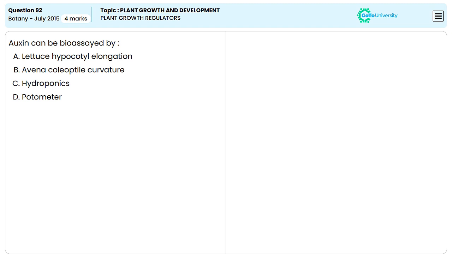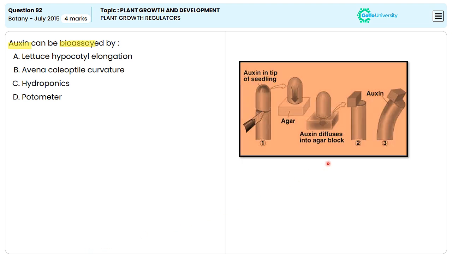Which among the following methods is used for the bioassay of auxin hormone? The auxin hormone can be bioassayed by observing the curvature of the Avena coleoptile, which is the young shoot of a grass seedling such as oats. This method is known as the Avena coleoptile curvature assay, and it is based on the response of the coleoptile to auxin hormone.